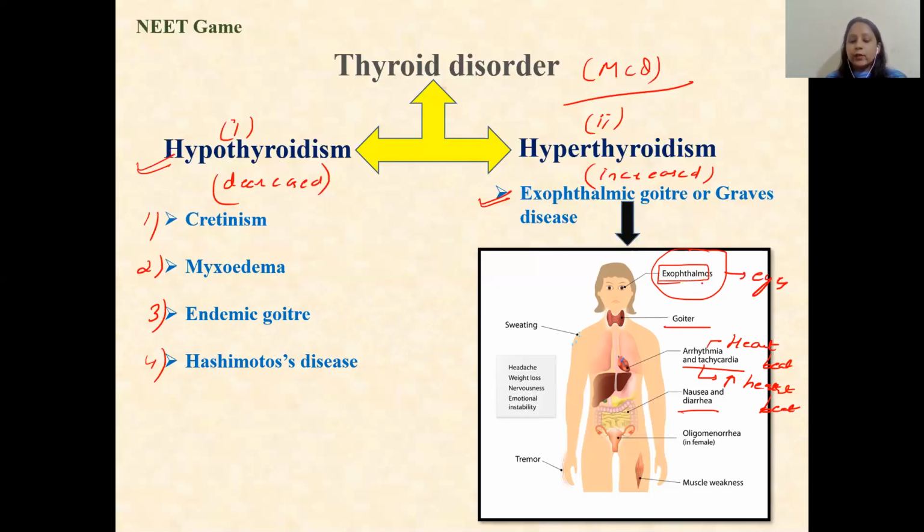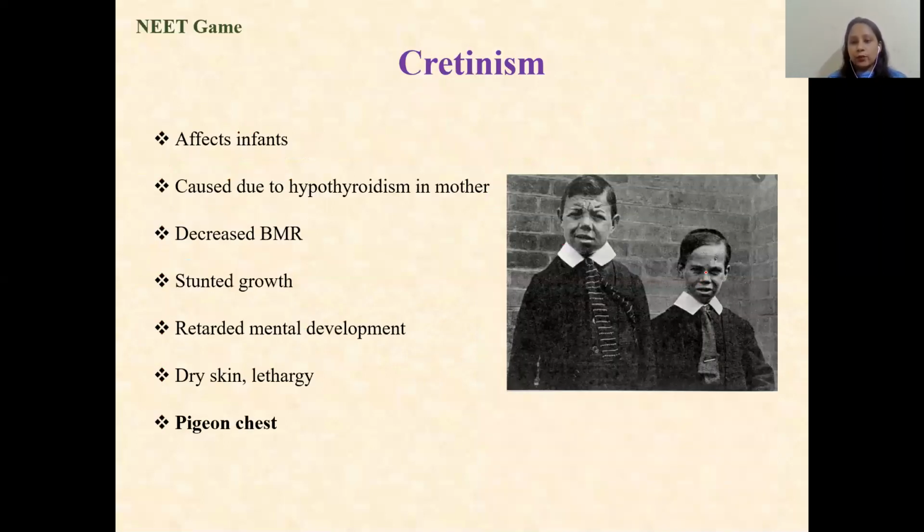Now, let's go ahead with cretinism, the first disease of hypothyroidism. One of the main important points we'll be discussing is the effect on infants. It affects children, the infants. That is cretinism. You can see two children here. They look like children, but they are actually about 20 to 23 years of age, yet they look as if they are children only. So it is affecting the infants.